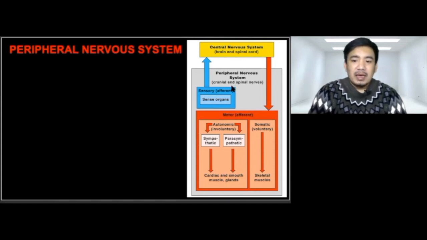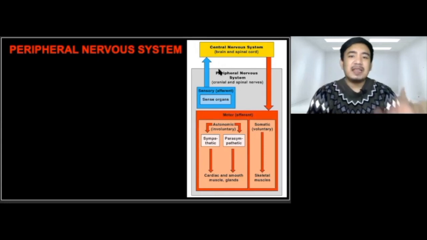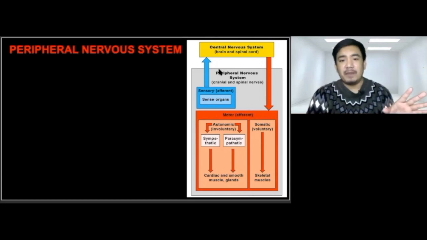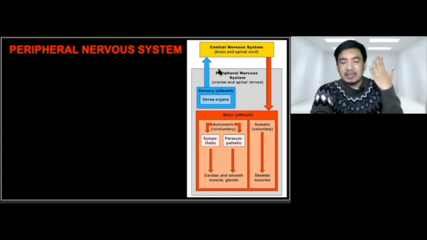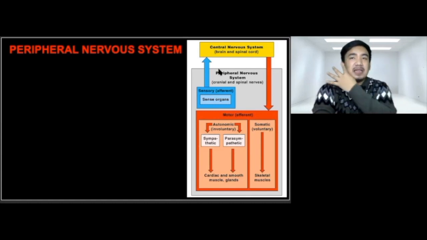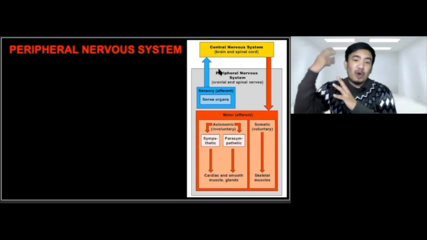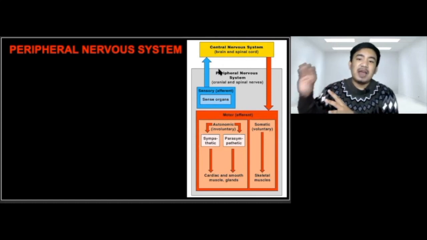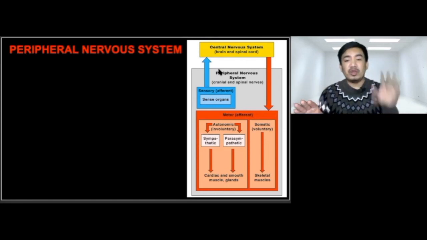So again, our peripheral nervous system consists of the nerves and the ganglia that are located outside the central nervous system. So again, there is the afferent and there is the efferent. Afferent is from our periphery going to our brain, and efferent is from our CNS going to our periphery. And that signal coming from our brain going to our periphery, which is transmitted by our efferent nerve fibers, is now subdivided into the voluntary and involuntary.